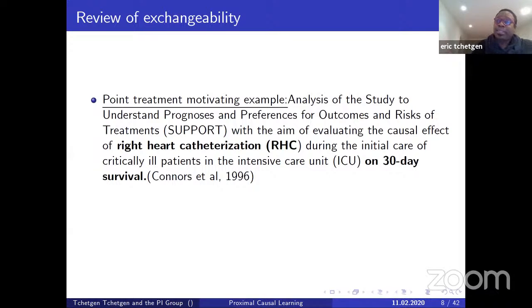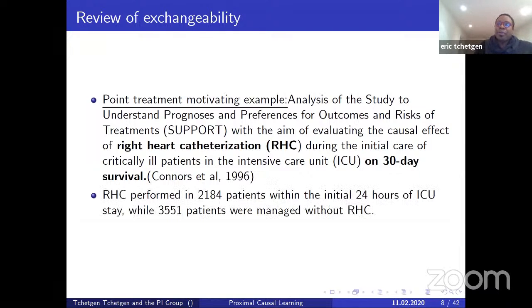Primarily, actually, I would say methodological developers who want to showcase their new technique often use this data set. Going back to the original study, it was actually kind of interesting to go back and read about what happened in this study and the controversy around it. So RHC, right heart catheterization, was performed in the study on a little over 2,000 patients within the initial 24 hours of ICU stay, while a little over 3,500 patients were managed without RHC. So RHC will be our treatment and no RHC our control.